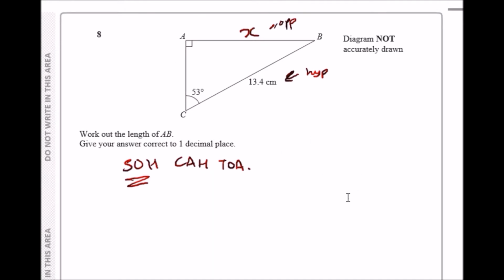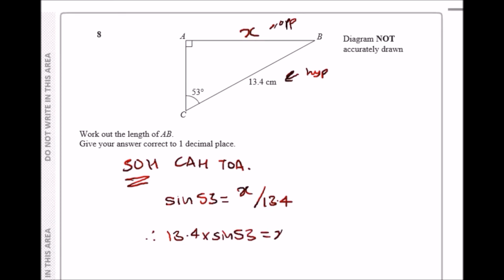This means we're going to use sine, so it'll be written like this: sine of angle 53 equals opposite over hypotenuse, opposite being x, over hypotenuse 13.4. Now solving this, you just make x the subject. We have x divided by 13.4, so we need to multiply both sides by 13.4. We get 13.4 times sine 53 equals x, and that's it.